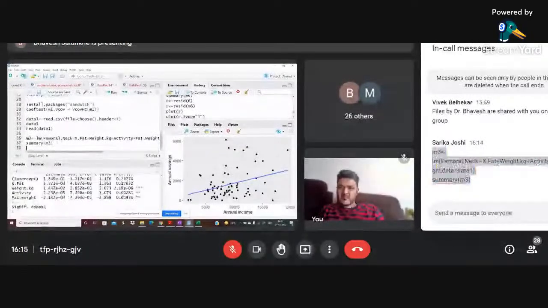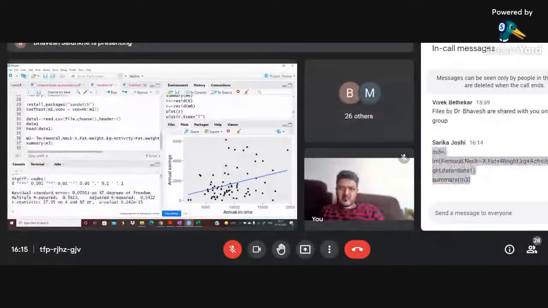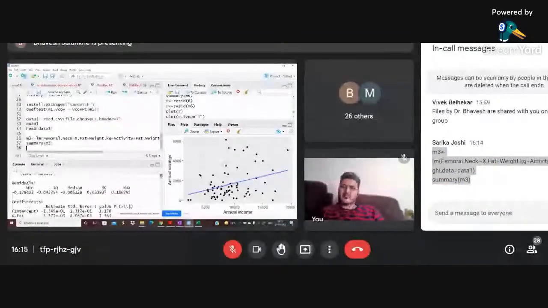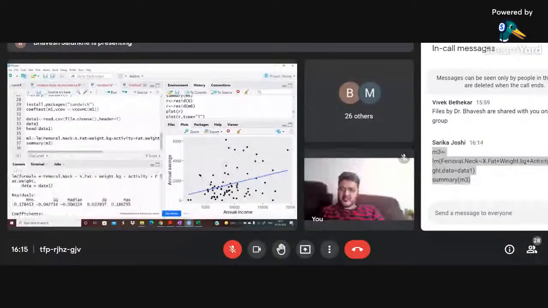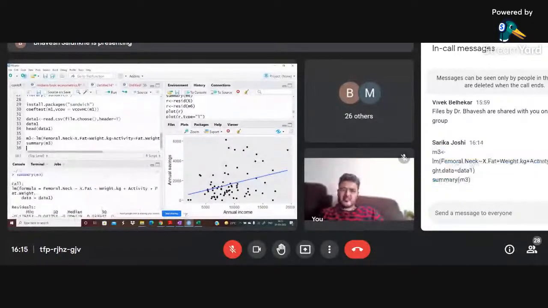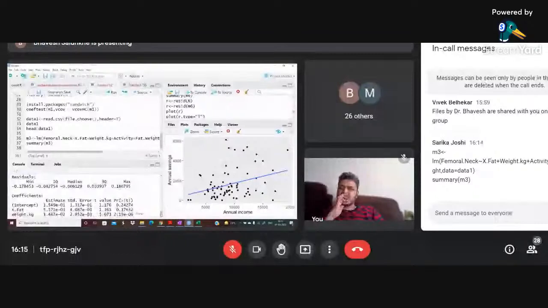This is the summary of the model. And you can see that almost all variables except fat are significant in the model, they are impacting the bone density of people. Do you suspect that there is a possibility of multicollinearity in this regression model? What do you think? Yes. In which variables?